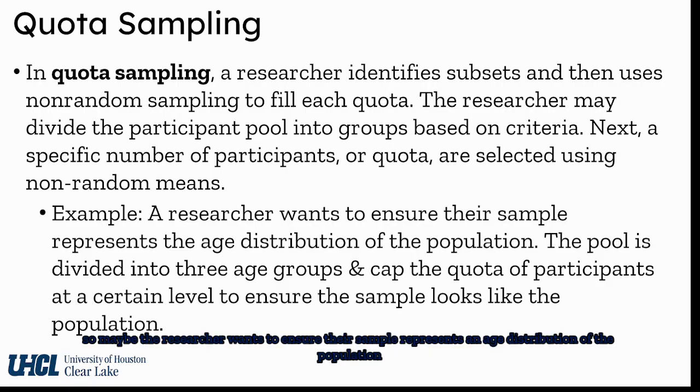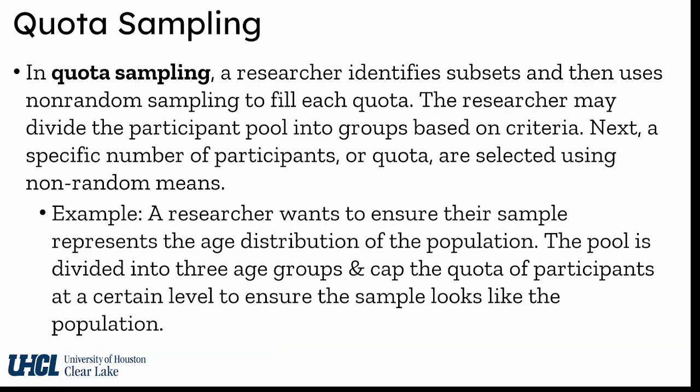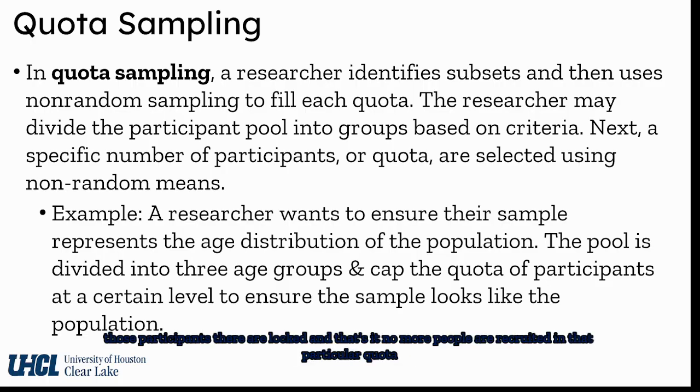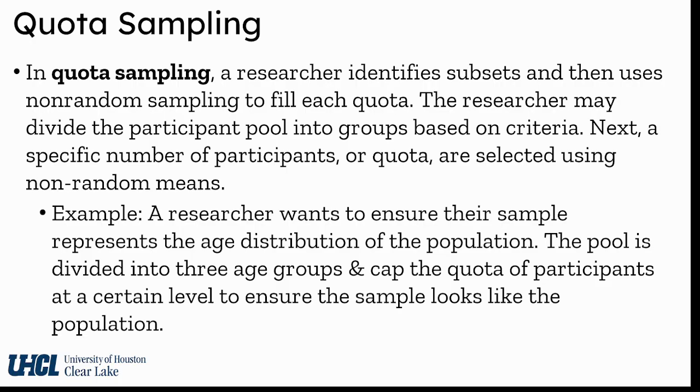So maybe the researcher wants to ensure their sample represents an age distribution of the population. So they might divide it into 3 age groups, and they're going to put a cap on the quota of participants in those groups so that when one of them is filled, those participants are locked and that's it. No more people are recruited in that particular quota into the study.